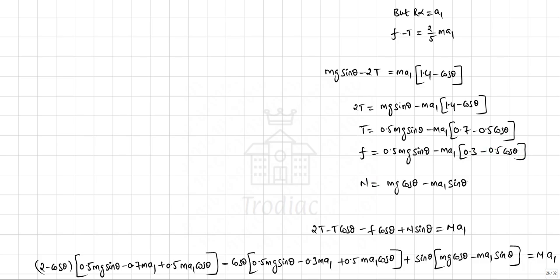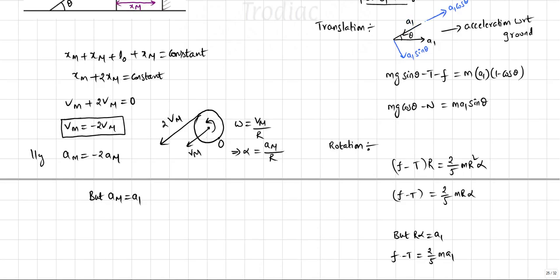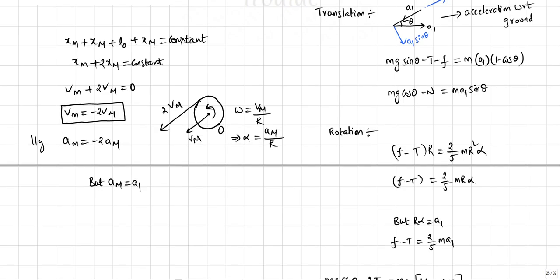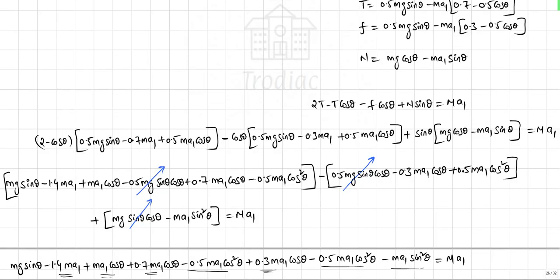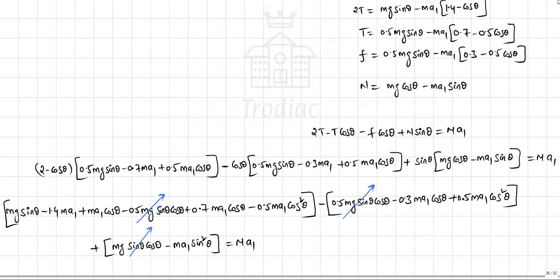And from this equation we get the normal force. N equal to mg cos theta minus m a1 sin theta. So now we have got tension, friction and normal force in terms of theta and a1.